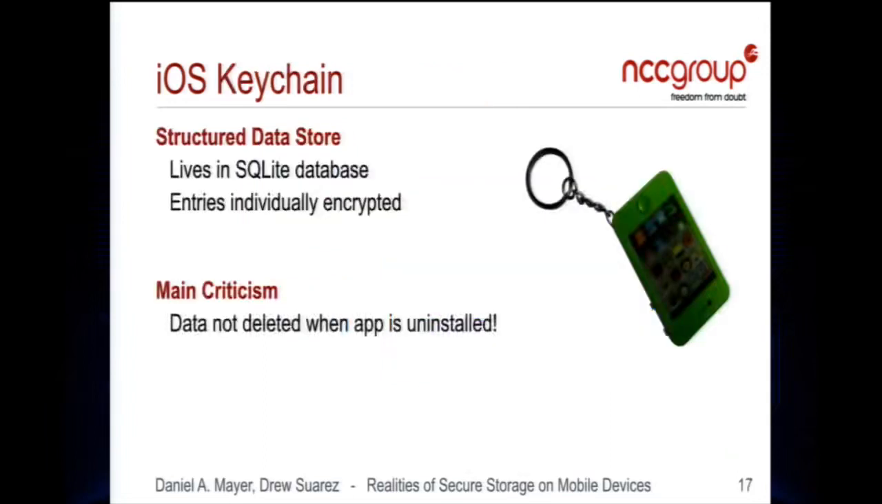So now we talked about the file encryption. There's a second mechanism on iOS, which is the iOS Keychain, which you probably heard about. This is like a structured data storage where you can store lists of data, arrays of data, dictionaries, and things like that. And internally, this lives in a SQLite database, which is stored on the file system simply.